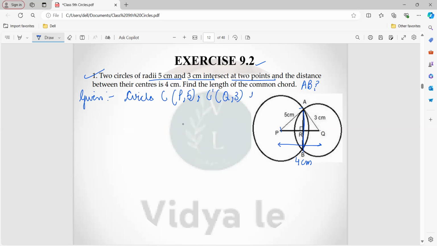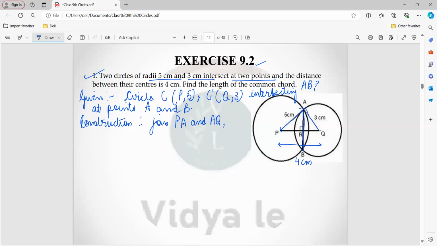And they are intersecting at points A and B, right? Now, we join PA and AQ, these are the radii. Whatever we are doing from our side is the construction. So we have joined PA and AQ. Now just observe the figure carefully. This is a chord, right?